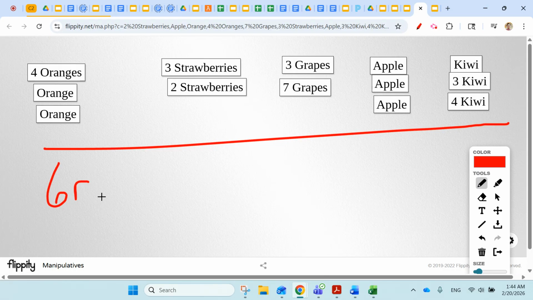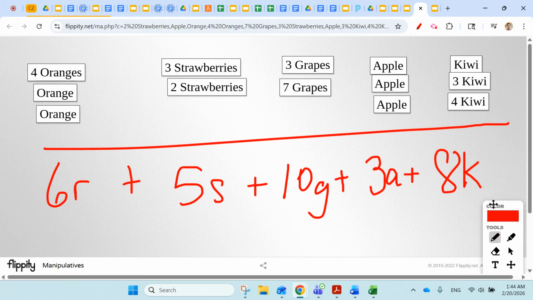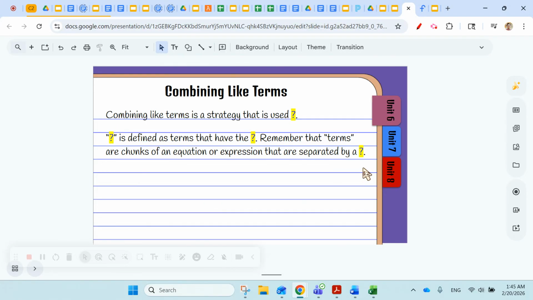Okay, 6 oranges, and how many strawberries? 5 strawberries, and 10 grapes, and 3 apples, and 8 kiwi. Okay, so I grouped what I could together, and then I combined what I could together. We're not going to combine grapes with our apples or oranges with our kiwis, right? We're only going to combine what we can together. Put your screenshot in practice 2.